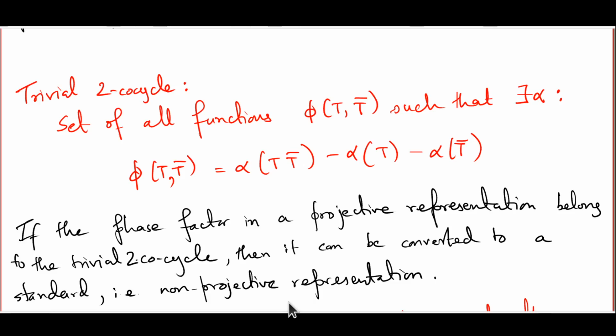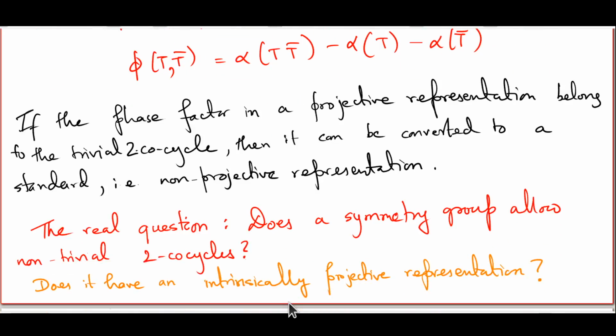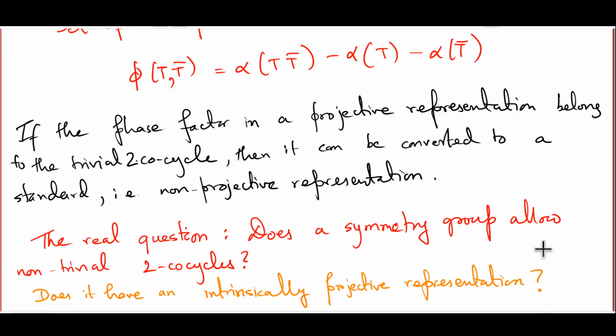The real question that will occupy us here is, does a symmetry group allow non-trivial Tuco cycles? In other words, does it have intrinsically projective representations for which the phase factor cannot be gotten rid of by just redefining the individual phases? As you will see, the answer to this question happens to be quite an involved one. But before we go there, we need to clarify a few more basic features first.